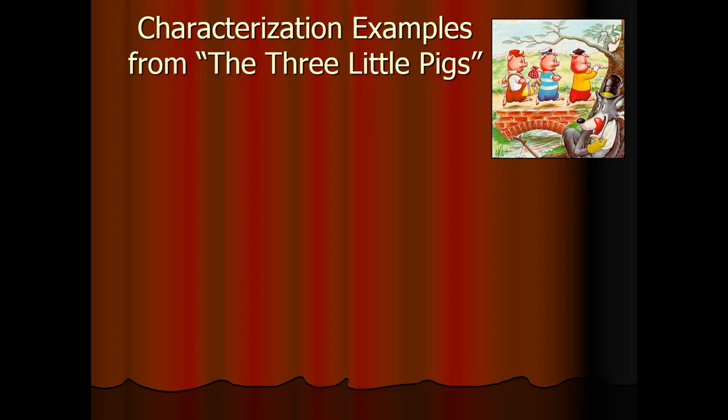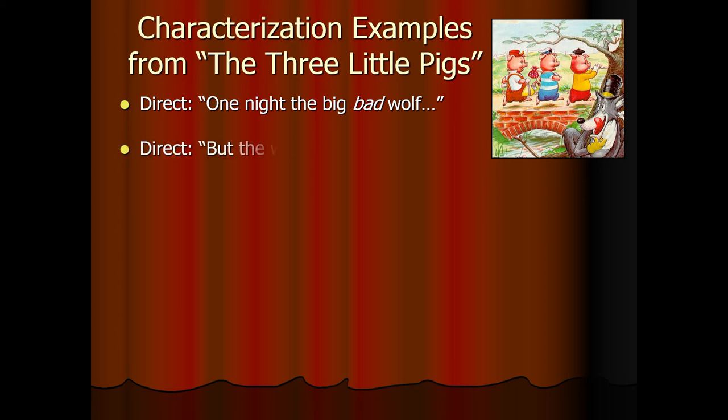Now, what characterization examples do we see from our Three Little Pigs story? Well, we have direct characterization. How do we know the wolf is bad? It just tells us. "One night, the big bad wolf..." tells us directly. Another example of direct characterization: "But the wolf was a sly old wolf." It tells us that personality trait. It openly, directly tells us that he is sly.